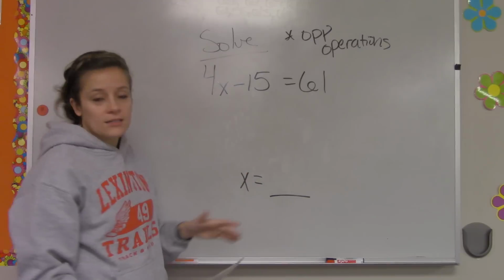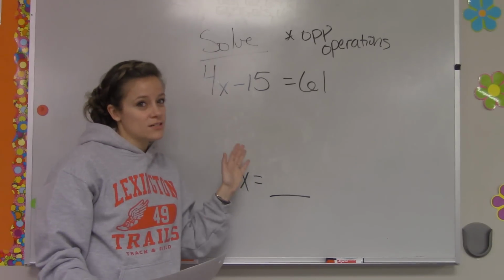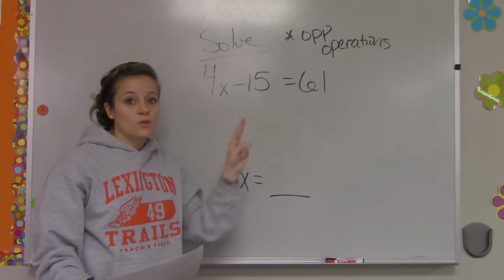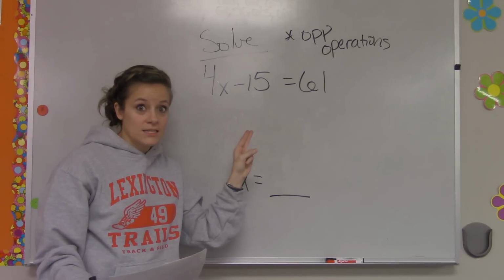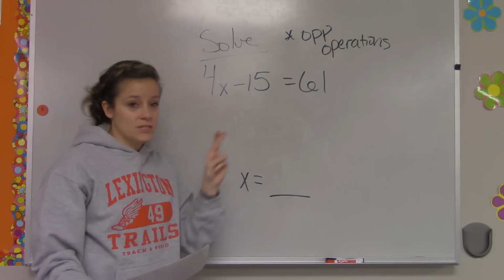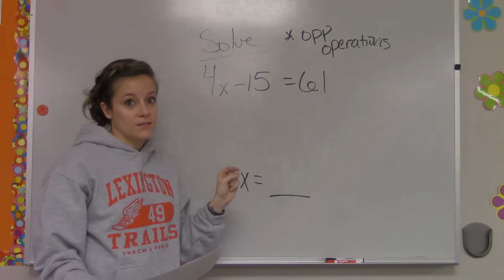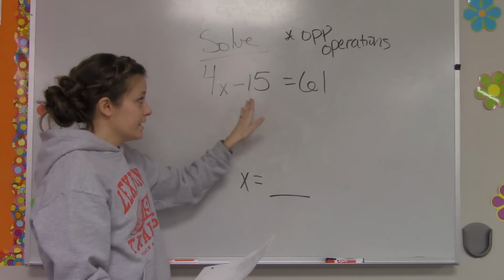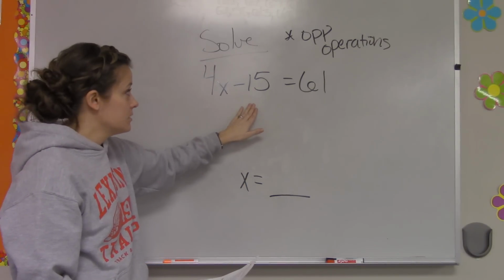Okay, think of it like this. Let's say, see how close the 4 and the x are together? They're like best friends. Okay, so the 4 is going to leave last. So they're having a party, and the best friend always leaves last. 4 is going to leave last. So we're going to do adding and subtracting always first. So we're going to start with the 15.